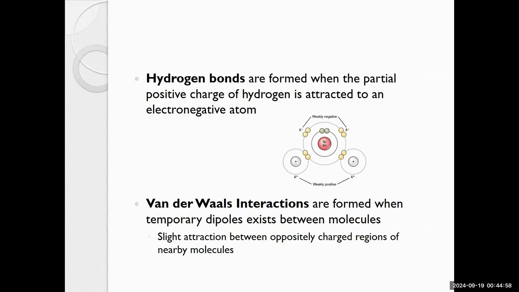I also want to point out weak forces, hydrogen bonds and van der Waals interactions. Hydrogen bonds are formed when the partial positive charge of the hydrogen specifically is attracted to any electronegative atom. And van der Waals interactions are similar, but it's occurring between any other slightly positive, slightly negative molecule. These relationships, because electrons move so frequently and quickly, are very fleeting.